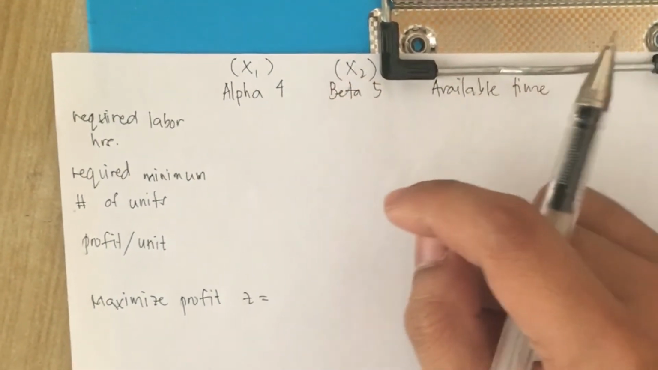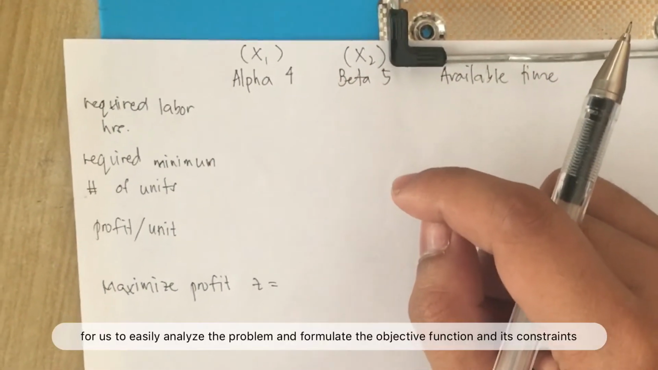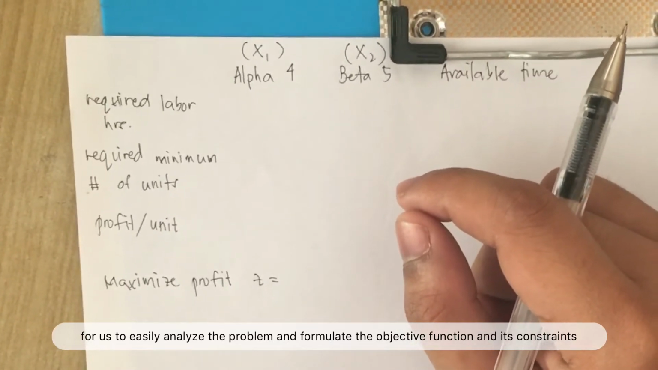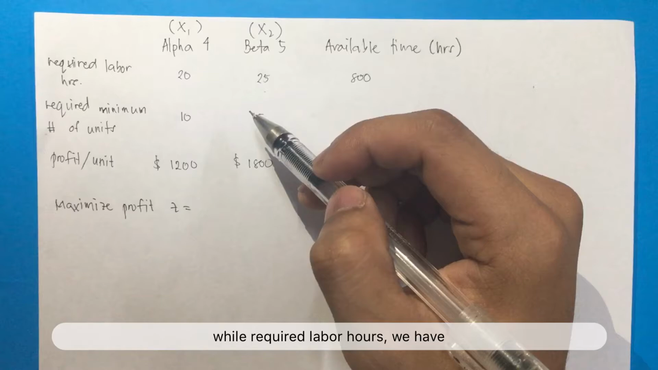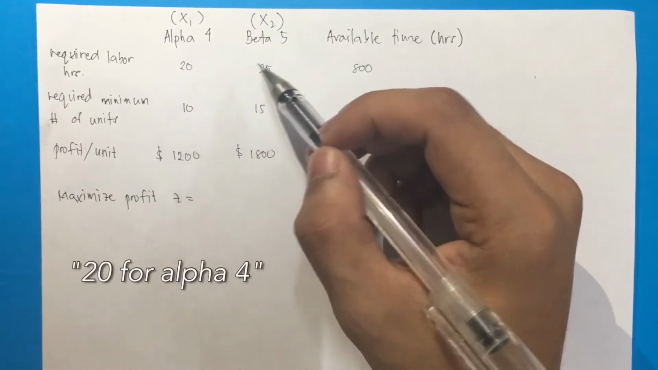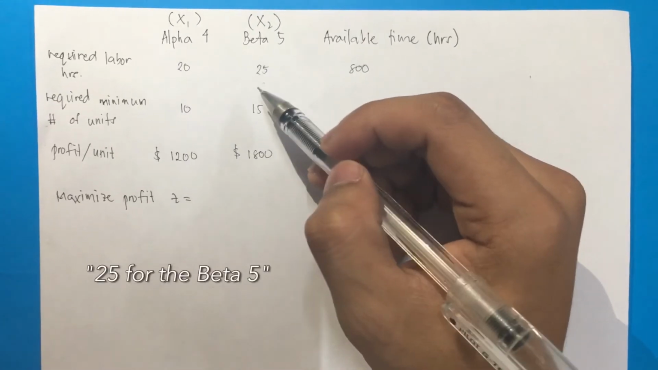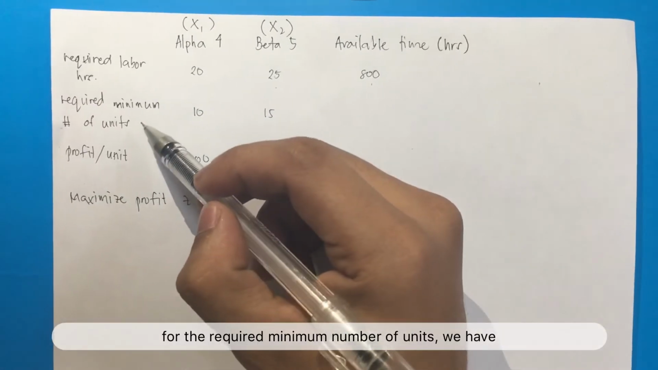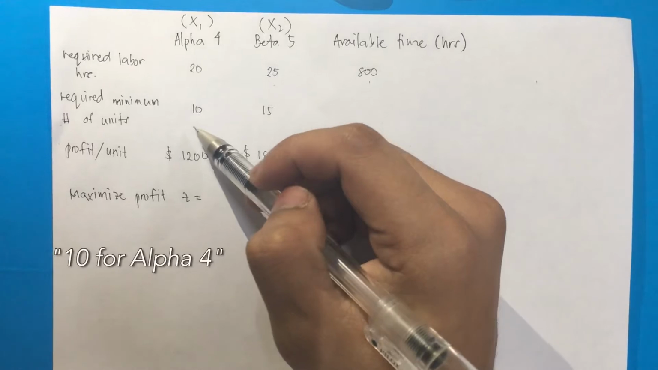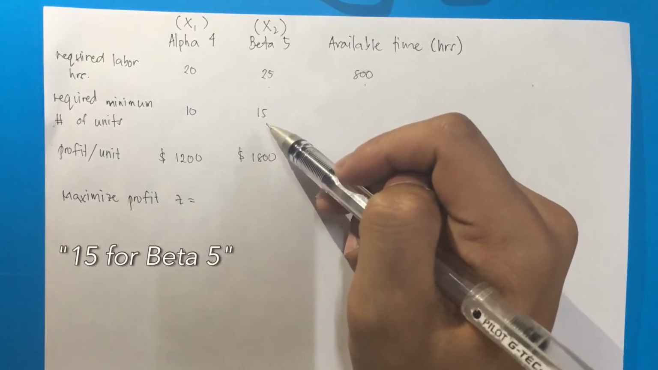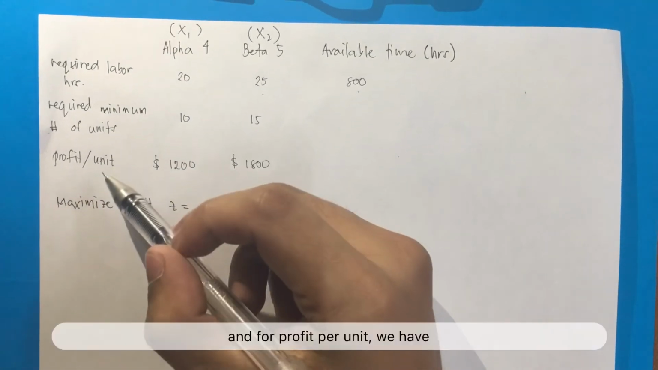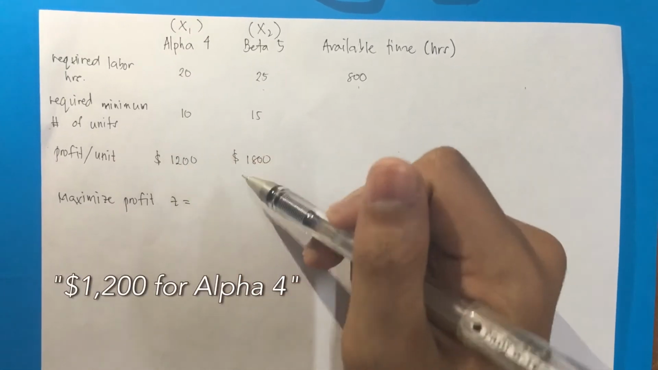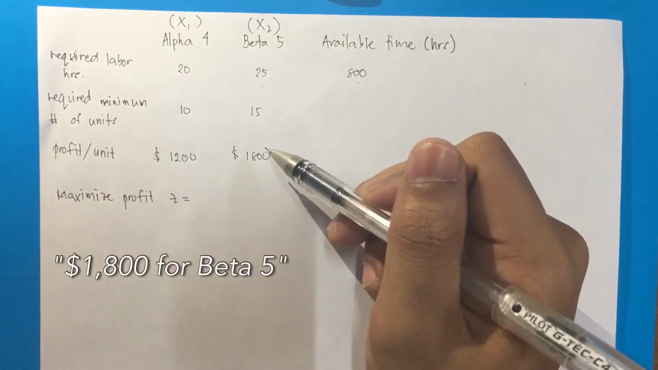Second step we're going to do is to create a table for us to easily analyze the problem and formulate the objective function and its constraints. For the required labor hours, we have 20 for the alpha 4 and 25 for the beta 5 with an available time of 800 hours. For the required minimum number of units, we have 10 for the alpha 4 and 15 for the beta 5. And for profit per unit, we have $1,200 for the alpha 4 and $1,800 for the beta 5.